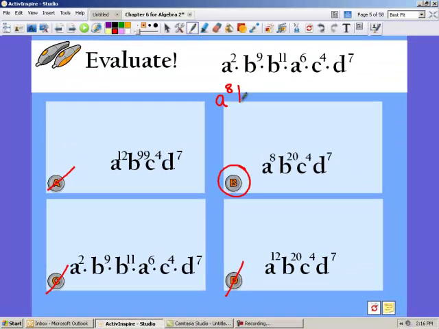So now we go with the b's. We have 9 plus 11, and that is 20. Then we start with the c, which there are no other c's to combine it with. So that's going to stay as a 4. And the same thing goes with the d. That'll stay as a 7.